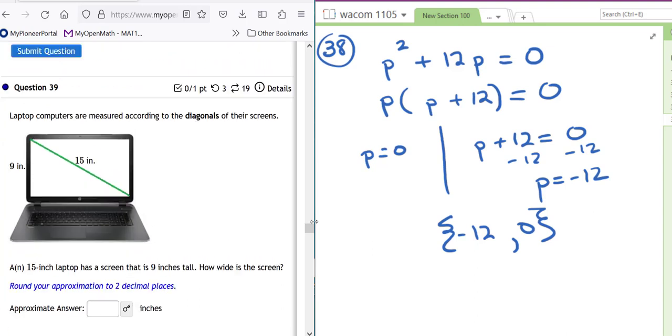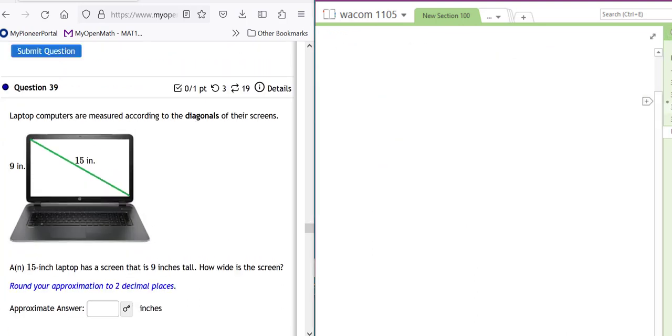Okay, let's see. This one is a Pythagorean theorem problem, if you remember those. It is a word problem where you can make a right triangle out of the picture. It says laptop computers are measured according to the diagonal, so this green line on their screen. A 15-inch laptop has a screen that is 9 inches tall, and they want to know how wide it is. So they want this bottom length.